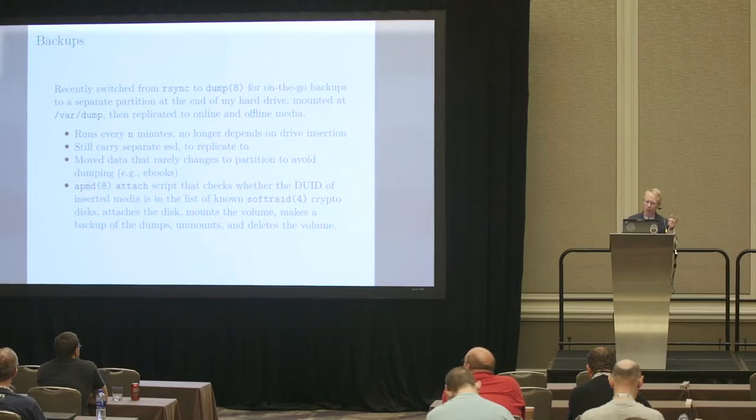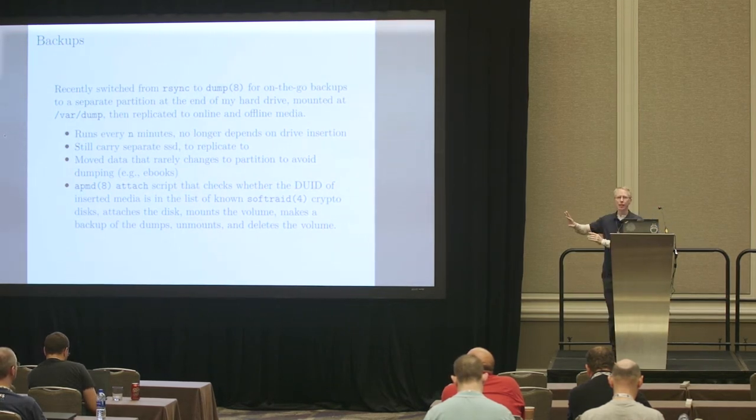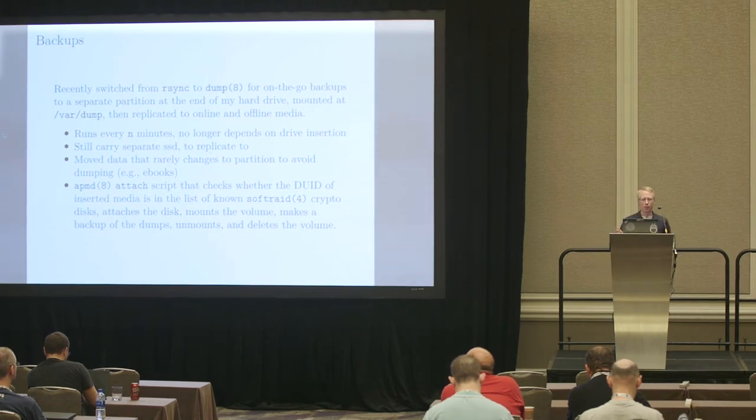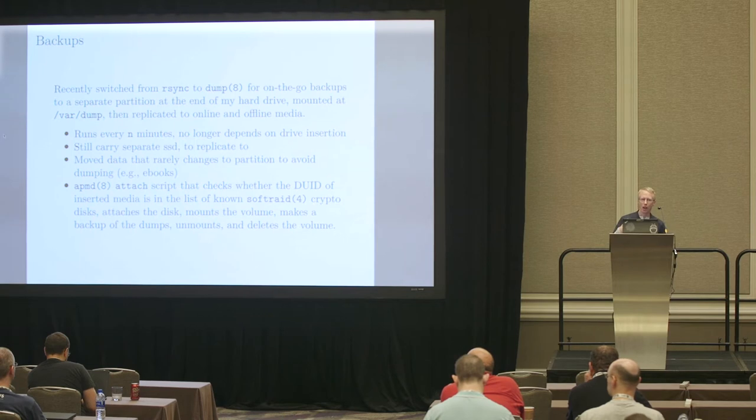So I switched from rsync to dump for a couple of reasons. I repartitioned my hard drive Wednesday morning. I'll talk about that in a few minutes. And put a separate encrypted partition all the way at the end of the hard drive. And I mount that at /var/dump. And so now I dump at levels 0, 1, and 2 there, because now I can put that on a cron job, and that cron job can run all the time. Yes, I'm on OpenBSD. I don't have a snapshotting file system, so this is what I have available to me.